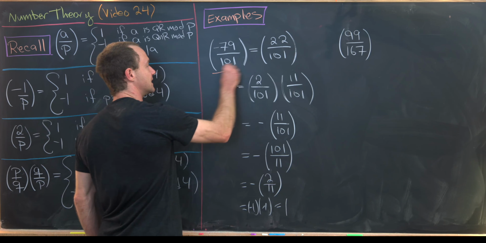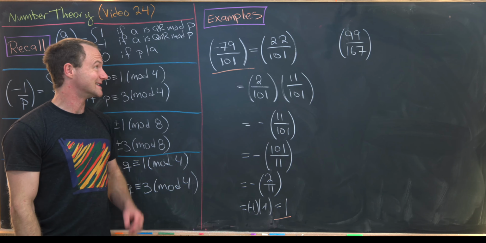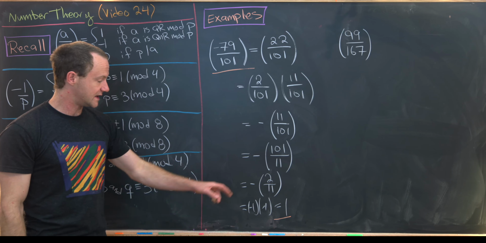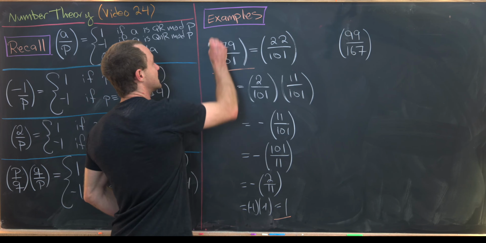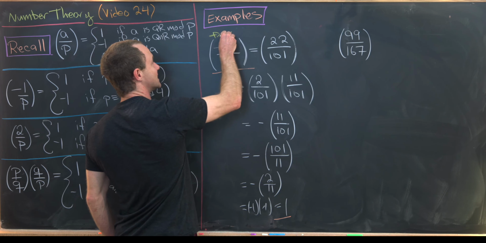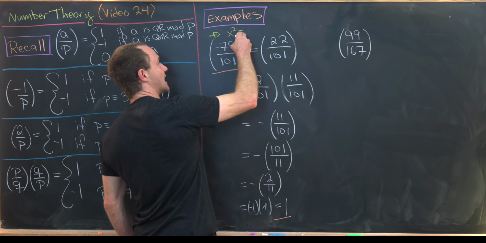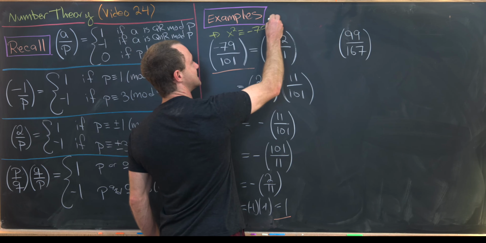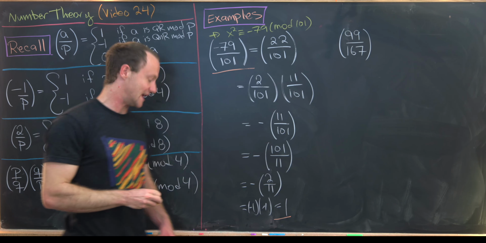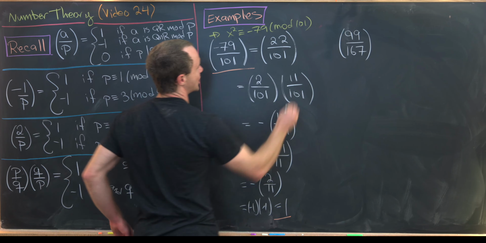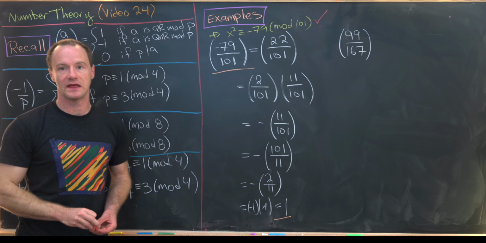So looking from the beginning to the end, we see this Legendre symbol minus 79 by 101 is equal to 1. So let's see what that really means. That really means that there is a solution to the following quadratic congruence. So x squared congruent to minus 79 mod 101 has a solution. So I'll just put a little check mark next to this to mean that it has a solution. That's because we got 1 at the end.